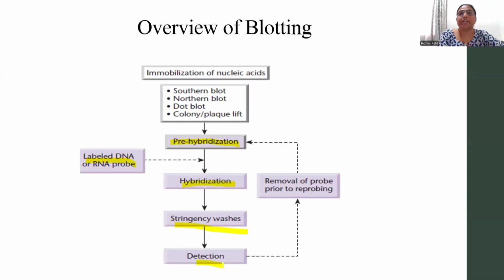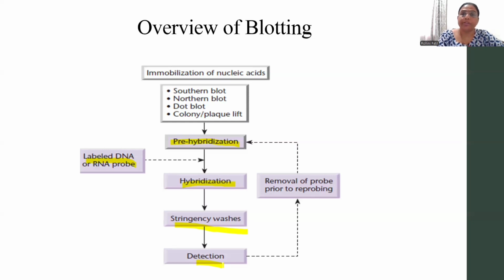Now, going towards the overview of detection. When you look at blotting, first you have to run the gel, then you have to transfer the bands over the nitrocellulose or the nylon membrane. If it is DNA, it is a southern blot. If it is RNA, it is a northern blot. Next is the dot blot. Then there is the colony or the plaque lift assay.